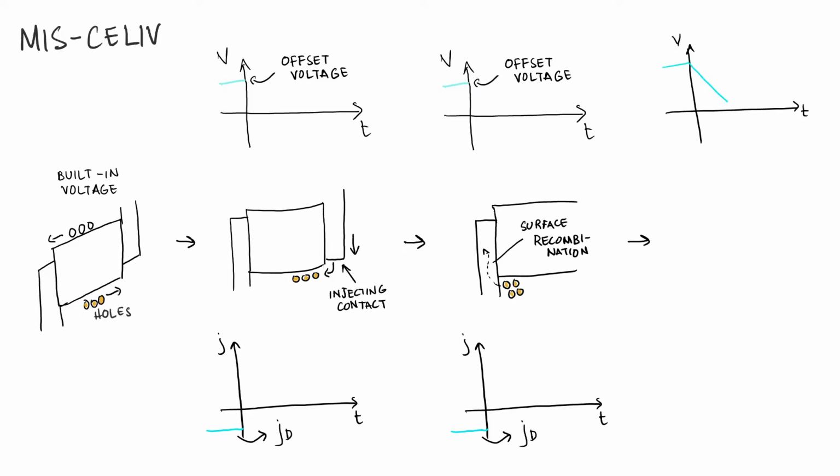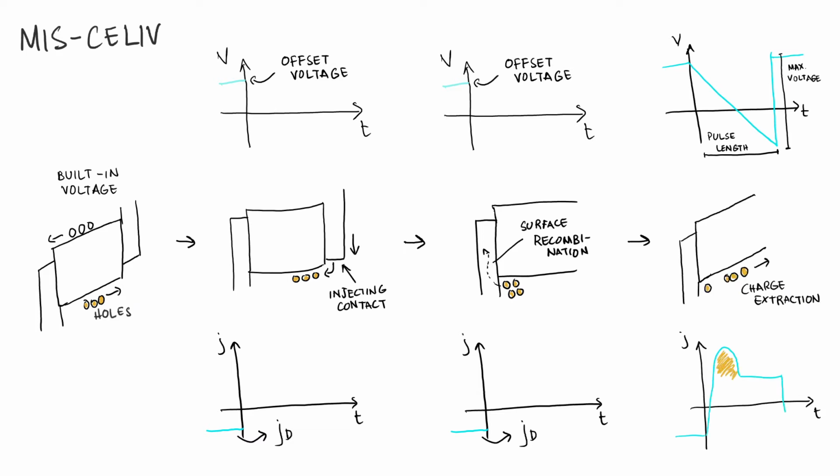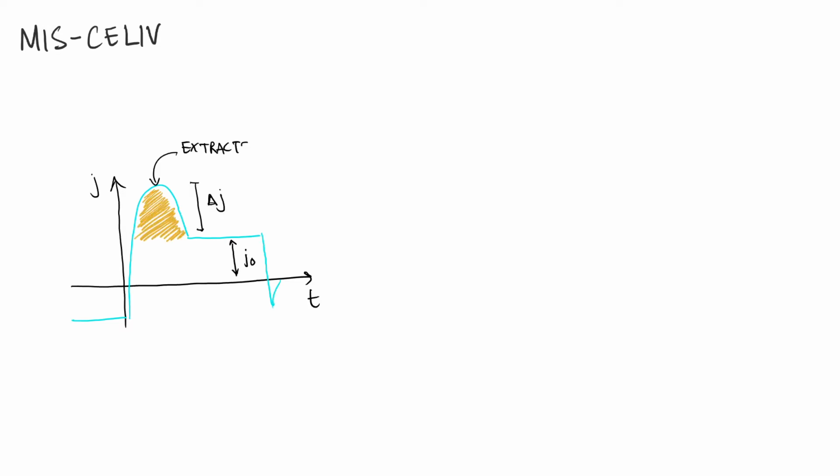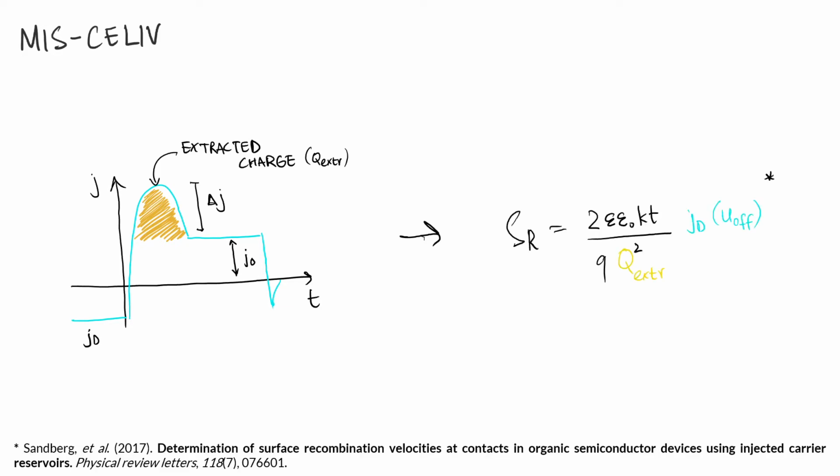In CELIV, a linearly increasing voltage pulse is then applied in the reverse bias to extract these charge carriers. This results in a transient, with the capacitive response of the device J0 and some delta J that refers to the extracted charge. By taking into account the extracted charge and the steady-state dark current, surface recombination velocity can be calculated according to this equation.